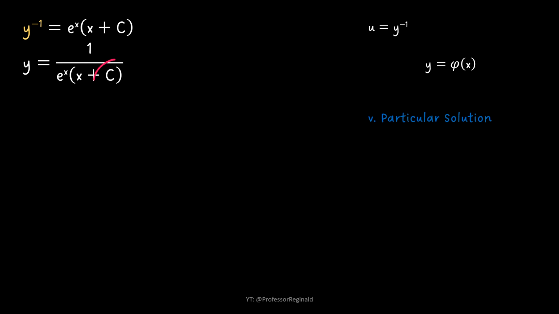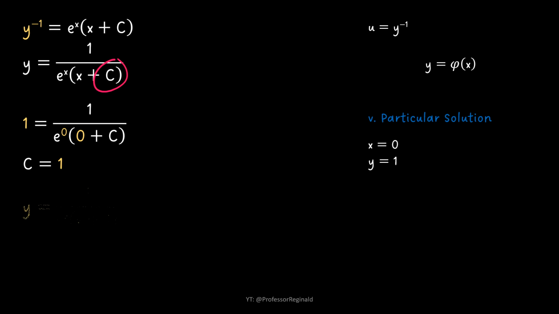Solve the arbitrary constant using the given initial condition. Substitute x equals 0 and y equals 1. Hence, the following equation is the particular solution to the differential equation at the given point.